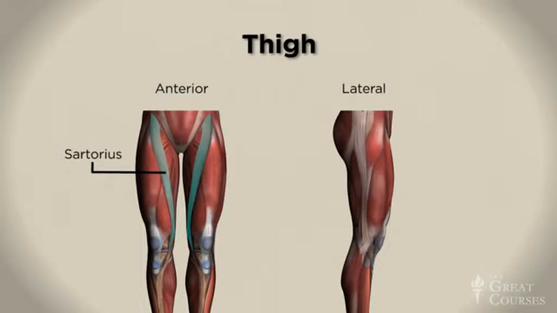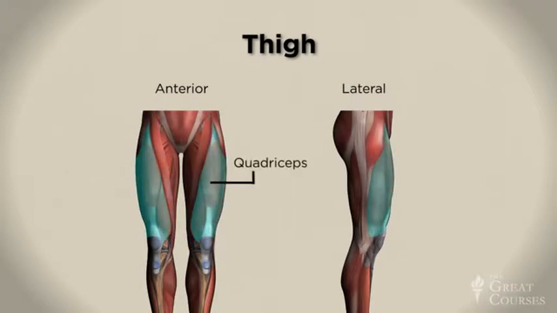The name comes from the Latin sartor, meaning tailor. Some suggest this muscle got its name because ancient tailors sat in a cross-legged position and the muscle was prominently visible as they did their work. Not sure I buy that. You have to be in pretty athletic shape for the muscle to be visible. Next, we have the quadriceps or quads. As the name implies, there are four of these, though we only see three on the surface.